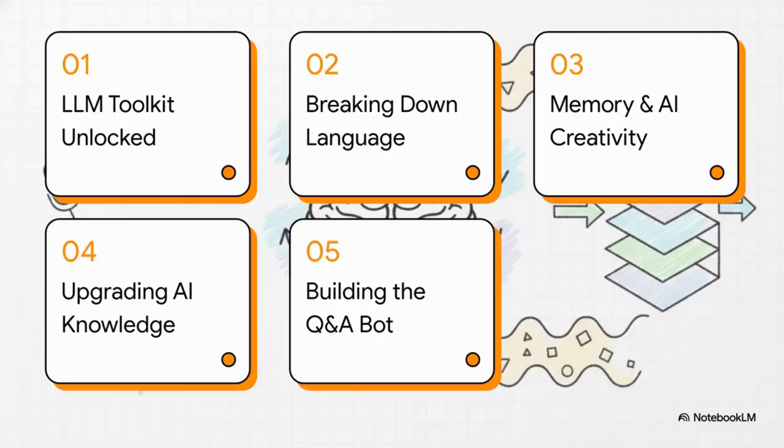So here's our game plan for today. First, the LLM toolkit unlocked. Then, breaking down the language. Number 3, memory and AI creativity. Fourth, upgrading your AI's knowledge. And we'll wrap it all up with building the Q&A bot. Now don't worry if this sounds like a lot, we're going to systematically conquer all of this dense vocabulary together before we hit that final project.